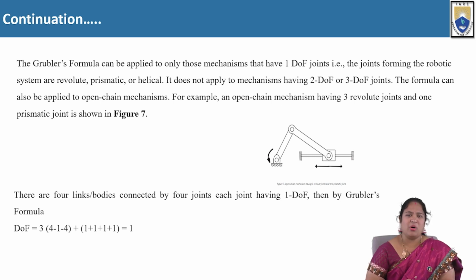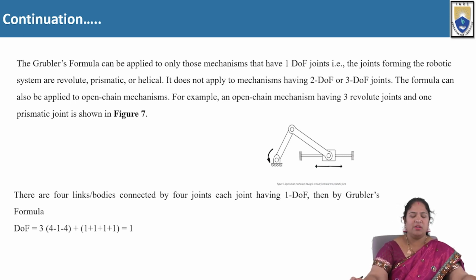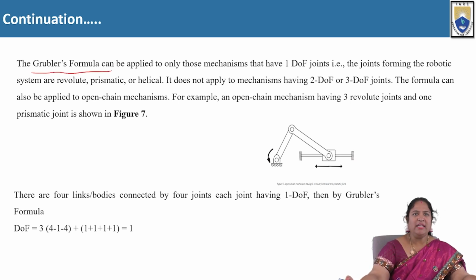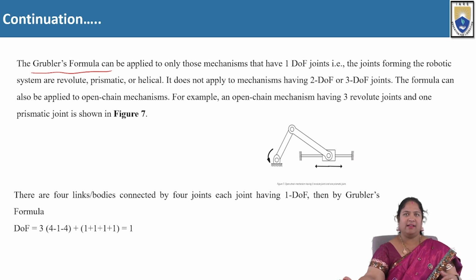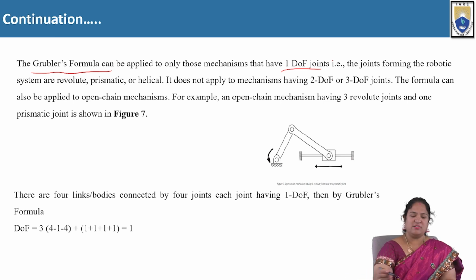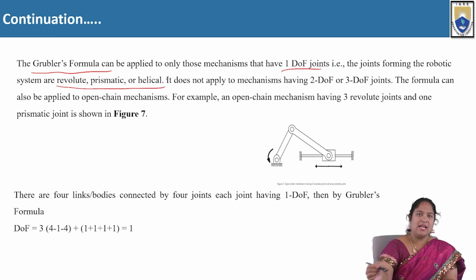Now the Grubler formula can be applied to any of those mechanisms that have 1 degree of freedom. Now the joints which form the robotic system may be revolute or prismatic, or they may be helical. As I've told you, the 1 degree of freedom joints are generally revolute, prismatic and helical.